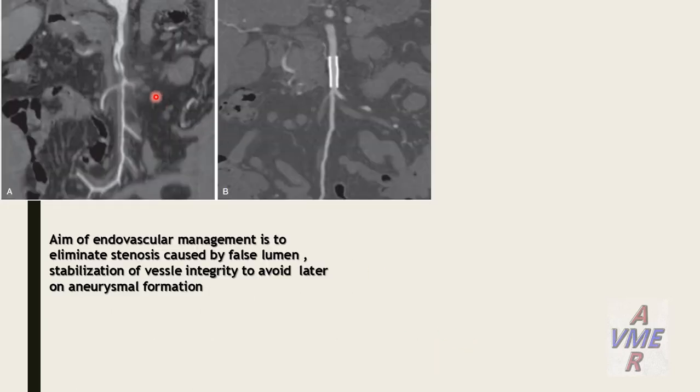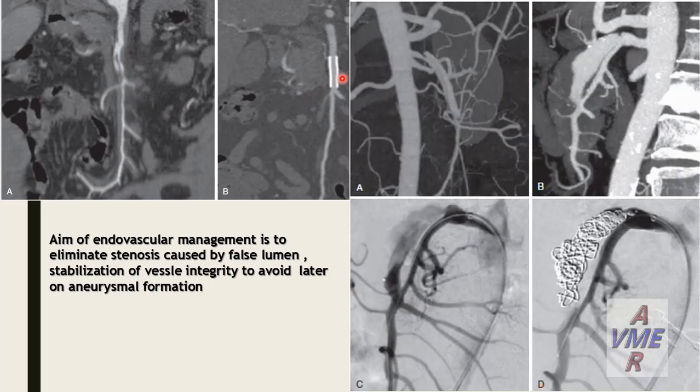This is a case of mesenteric dissection, superior mesenteric artery, and this is the angiography after stenting. And this is a case of pseudoaneurysm liable to rupture, and this is the result after coiling. The aim of endovascular management is to eliminate stenosis caused by the false lumen and stabilize the vessel integrity to avoid later aneurysmal formation.